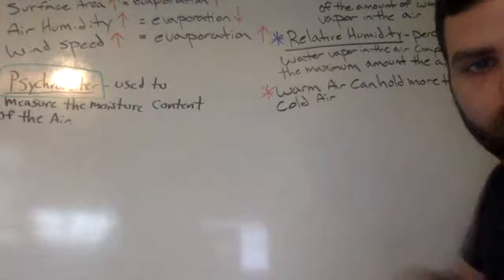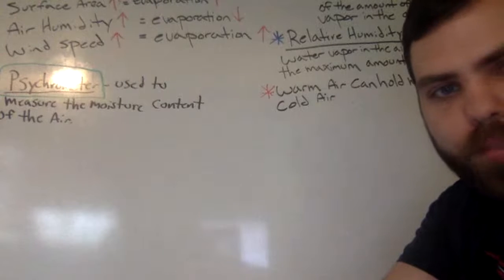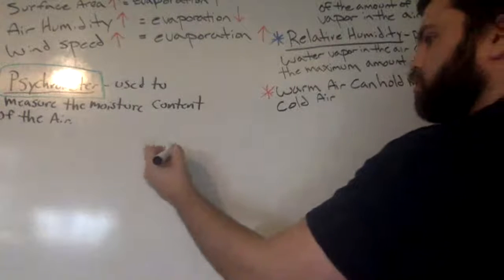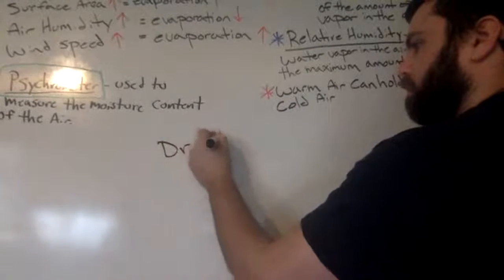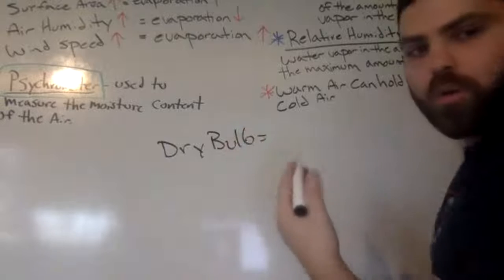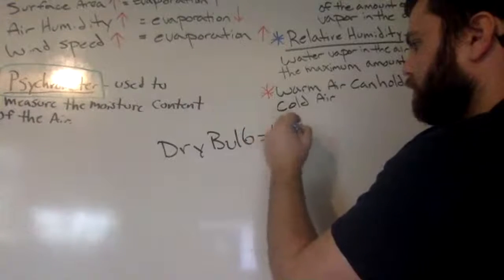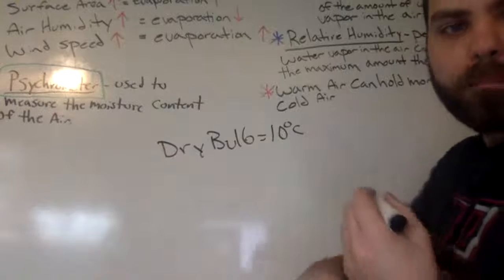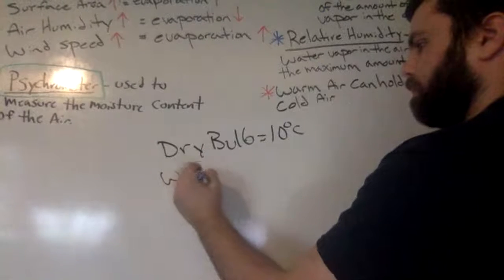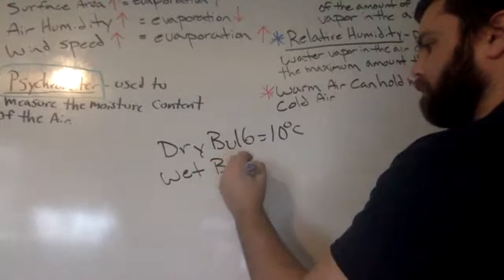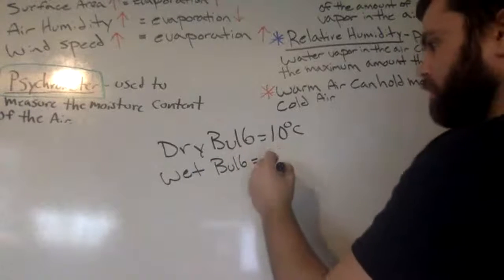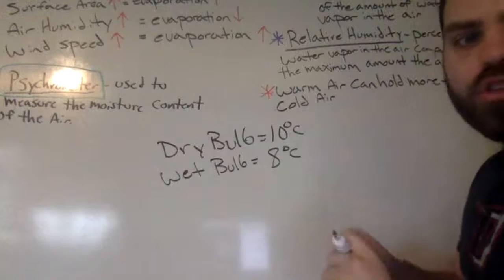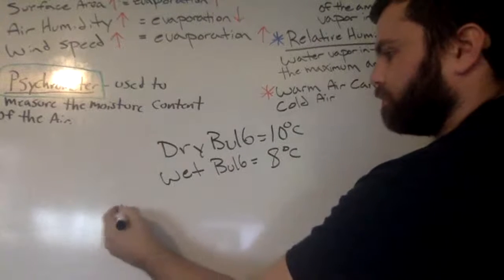One of the problems they're giving us is: what is the dew point temperature? They're giving us the dry bulb temperature equals 10 degrees Celsius, and the wet bulb temperature equals 8 degrees Celsius. So it's asking us what the dew point is.